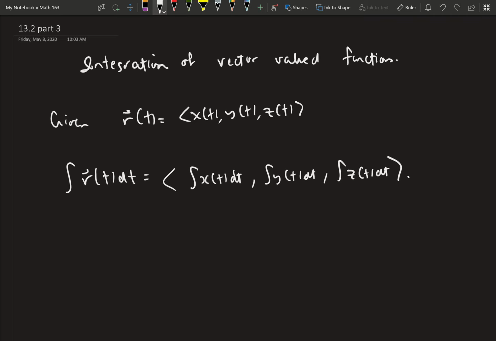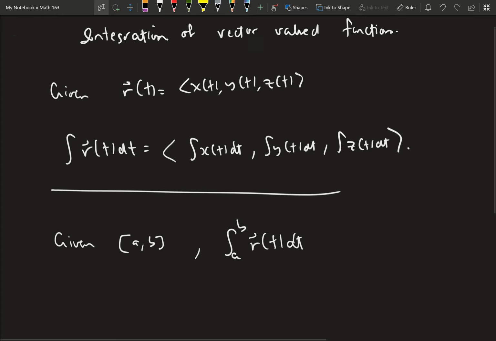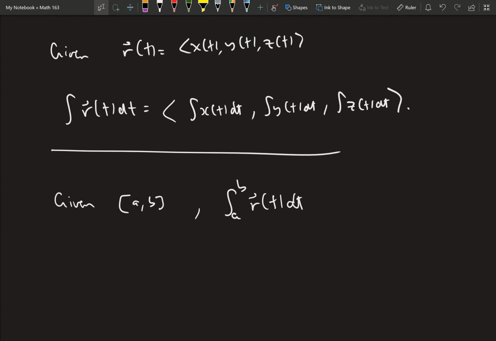I suppose if you wanted to do this a little bit formally, I'm not going to do the full thing, but let me just state this. You would first define the definite integral. So given an interval a b, a time interval, if you wanted to compute the definite integral of r of t dt, how would you define it? You would define it exactly in the same way that you did the original ones.